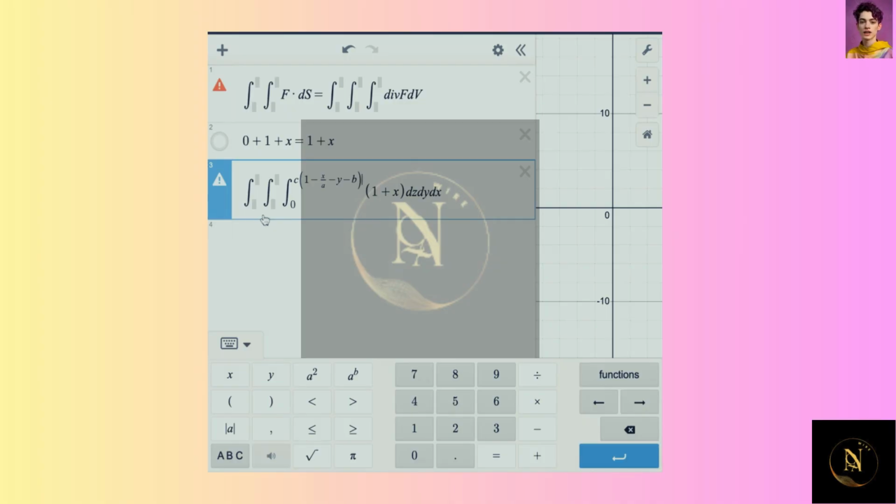And then for y, we see that the lower boundary is going to be 0, and the upper boundary will be b times 1 minus x over a. That's the upper bound for the y limit. And then for x, we see it's just from 0 to a.